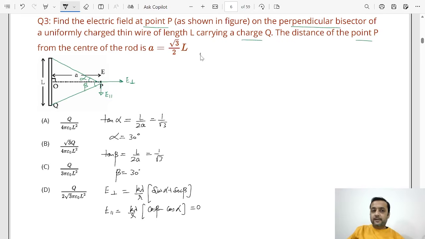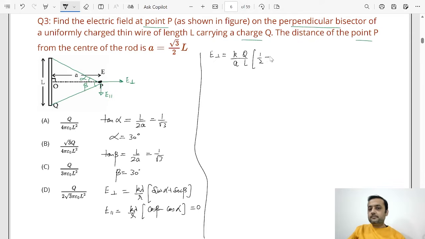And what is the value of E perpendicular? So E perpendicular, if I calculate, will be equal to K by R. Now what is R? R is the distance between the point at which we are trying to find the field and the rod, which is equal to A in this question. What is lambda? Lambda is the linear charge density of the rod, which is nothing but Q upon L, total charge on the rod divided by total length of the rod. And sine alpha plus sine beta: alpha is 30, beta is 30, so you will get half plus half. So basically we will get this value as KQ by AL.